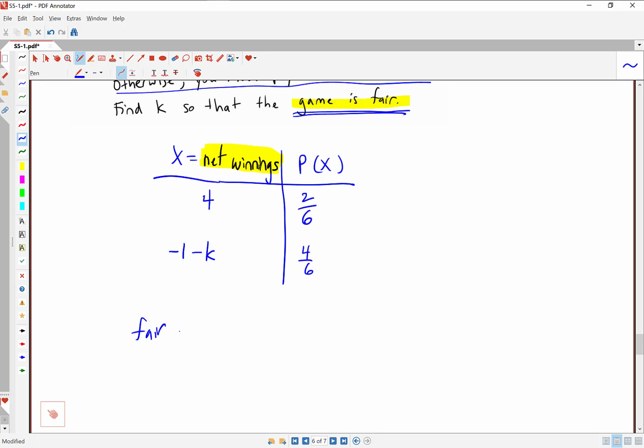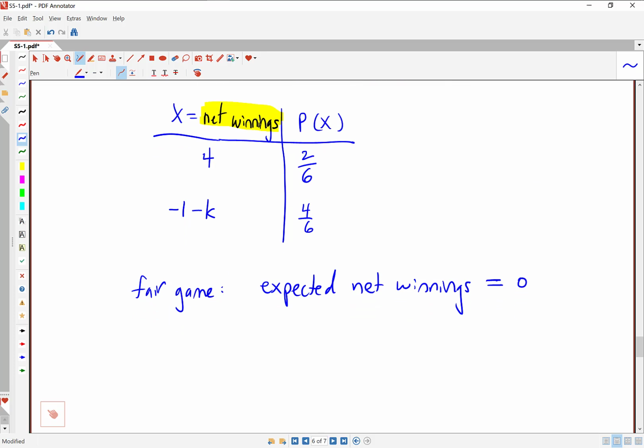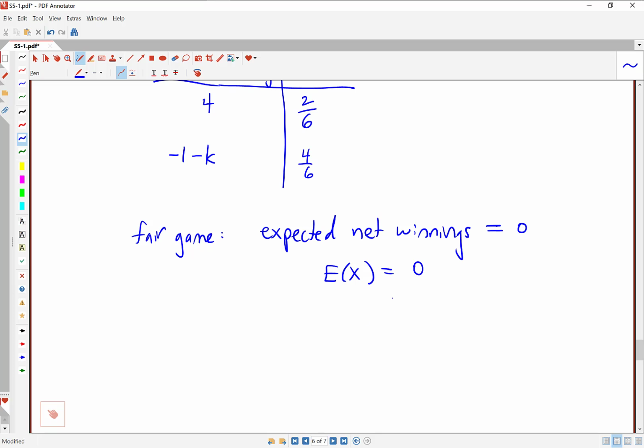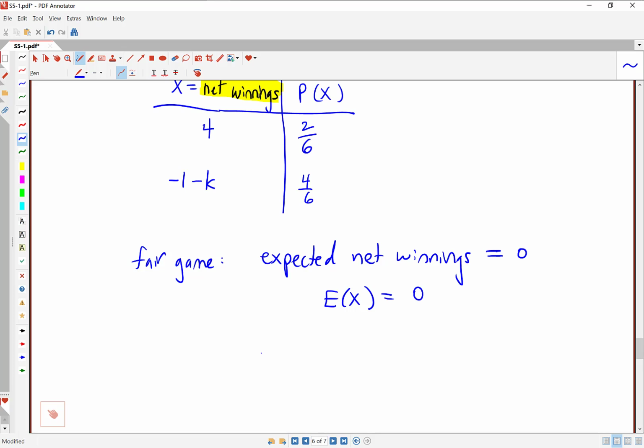So if we have a fair game, by definition, the expected net winnings should be 0. And if we translate that into symbols, since X is our net winnings, the expected net winnings is the symbol E of X. So now we're just going to plug in on the left side what the actual expected value is. We're going to take each of our X values, multiply it by its probability. So 4 times 2 over 6, plus then we have to multiply -1 minus K times 4 out of 6. And we want this whole thing to equal 0.